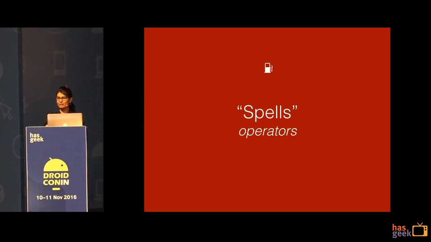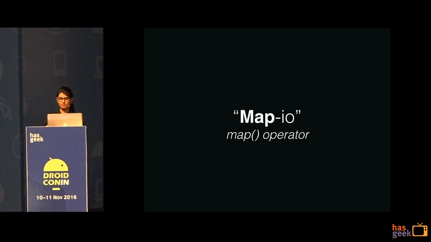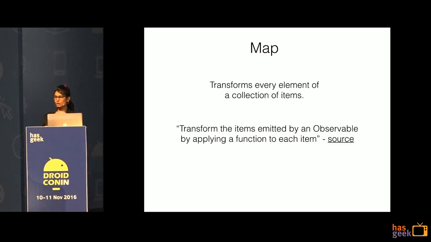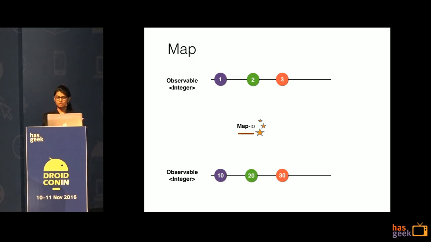Let's take a look at some spells or operators which you should know of. First is the mappio operator, or the map, widely known as map. So what map does is, it transforms every item of a collection of items. It applies a function to each and every item. If I talk technically, it transforms the items emitted by an observable by applying a function to each item. So this is a simple example.